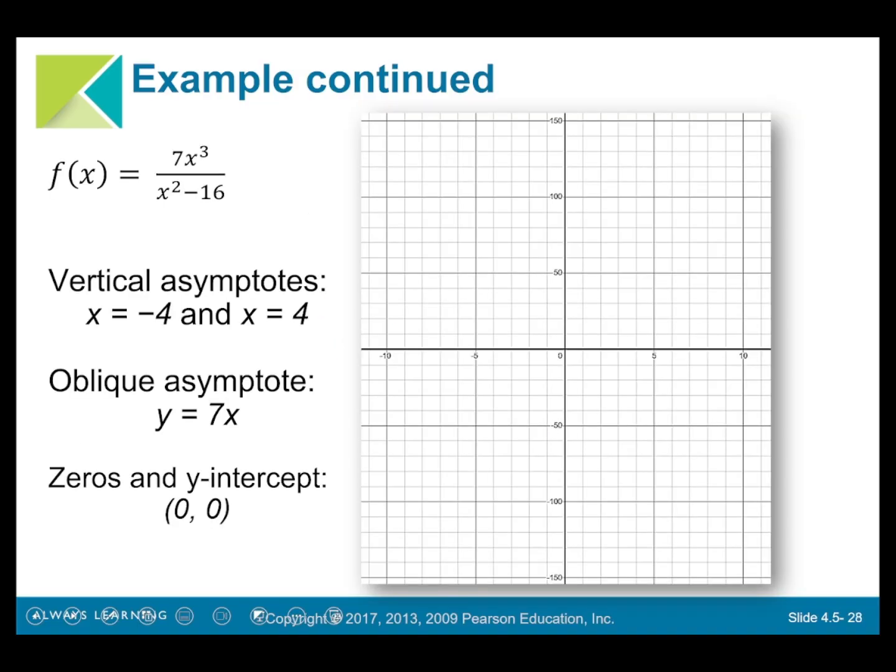So let's get these things plotted onto our graph. I must have my vertical asymptotes at negative 4 and 4. Putting those on first, negative 4 sits right through here, and 4 sits right through here.